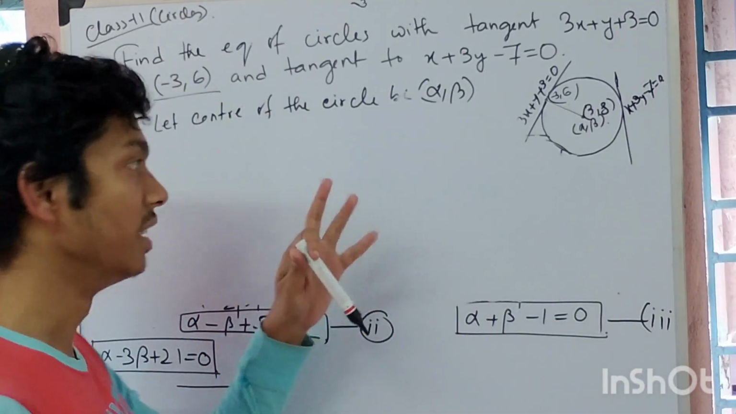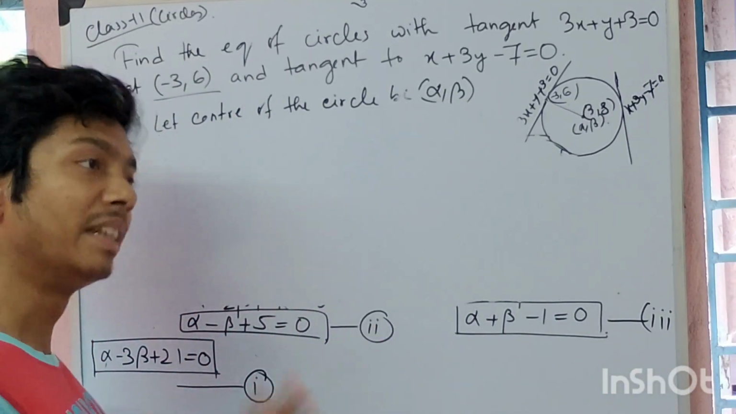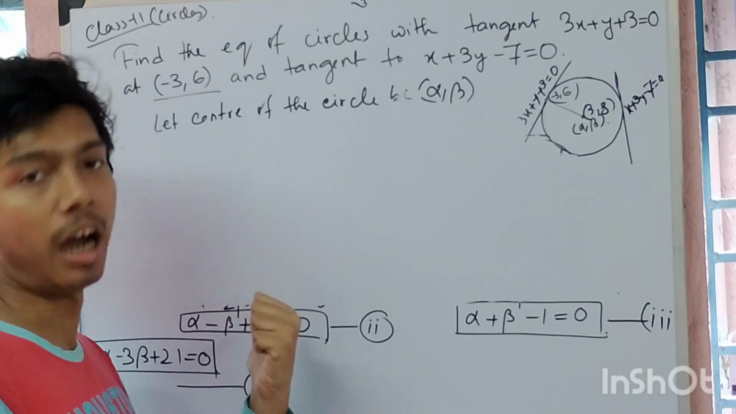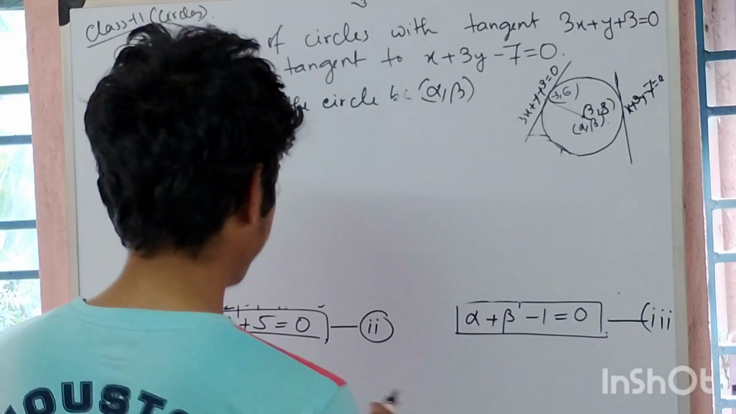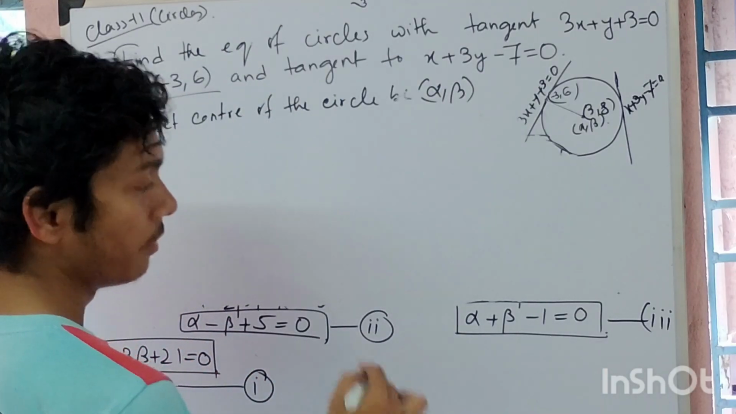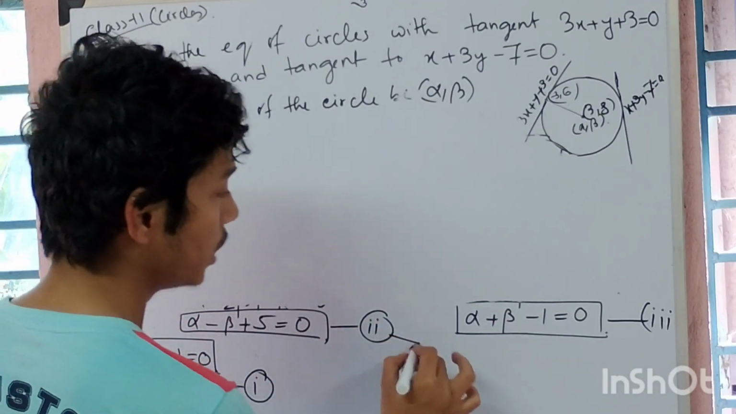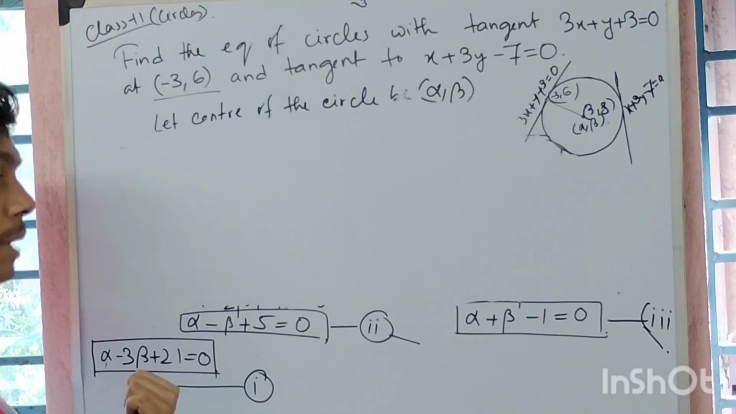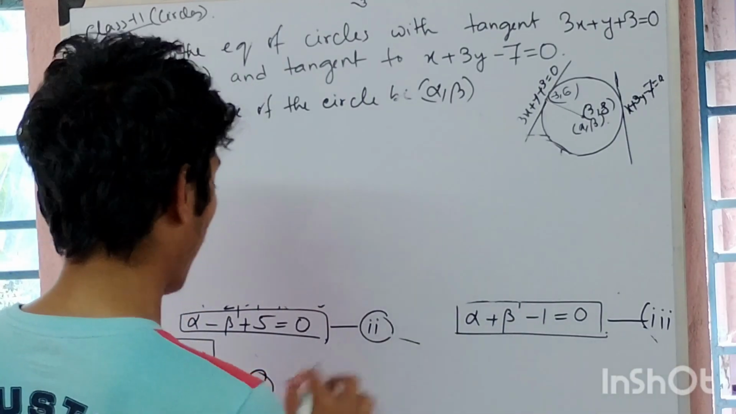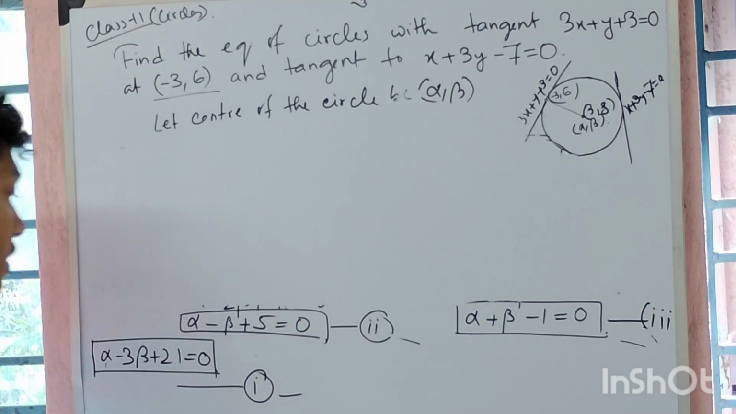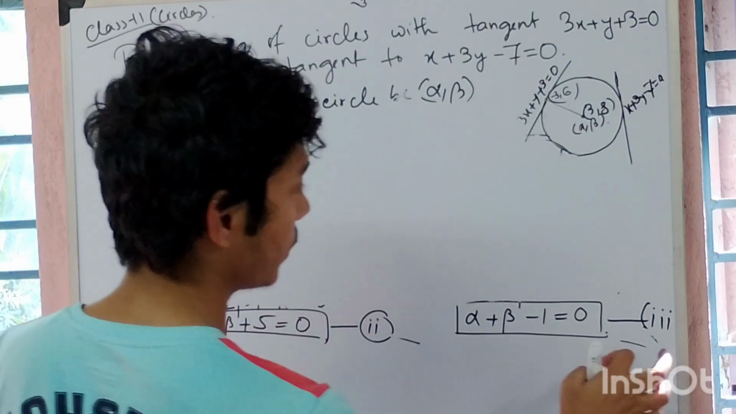This question is a bit lengthy, and it's a little bit tough also. For the students of class 11, it's a little tough. For the first one I found the value of alpha beta from equation 1 and equation 2. Now I am finding the value of alpha beta from equation 1 and equation 3.